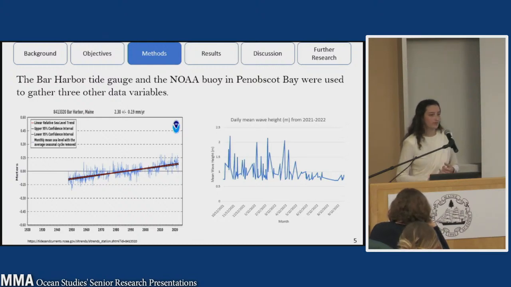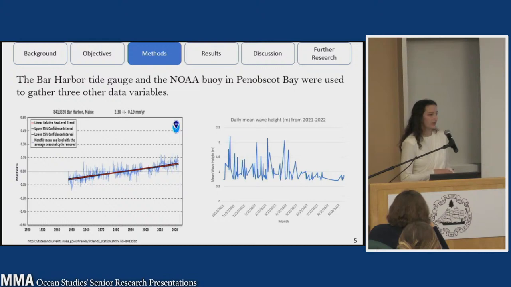For mean relative sea level rise and mean tidal range, I used the tide gauge in Bar Harbor, Maine. On the left here, we can see a graph from NOAA showing that mean relative sea level rise in Bar Harbor from 1950 to about 2020 was about 2.3 millimeters a year. I also found that mean tidal range was about 2.78 meters.